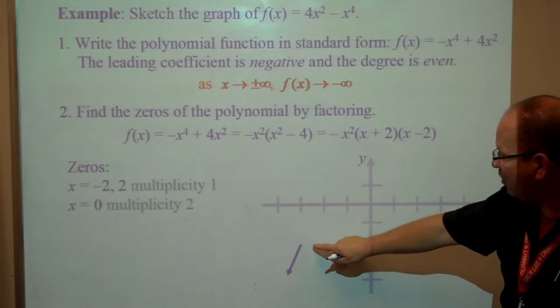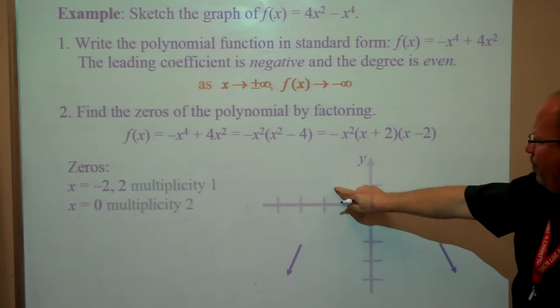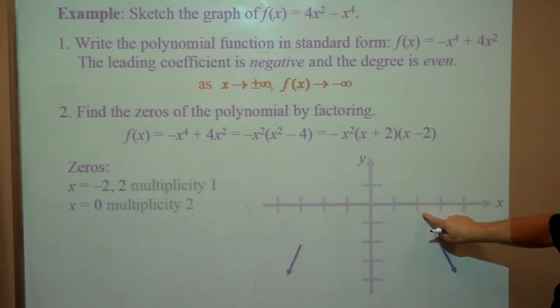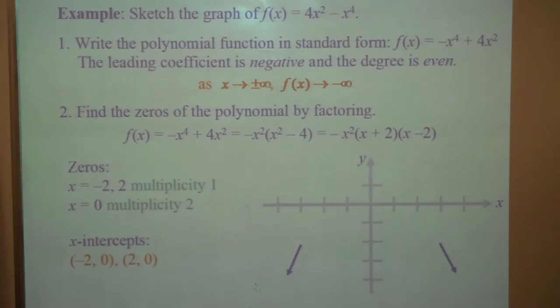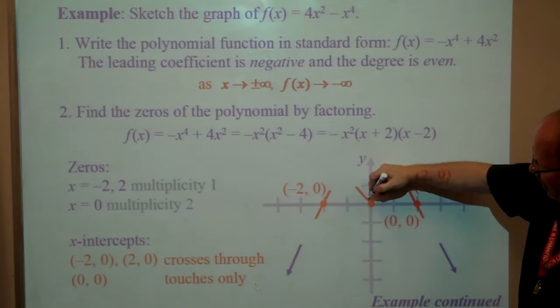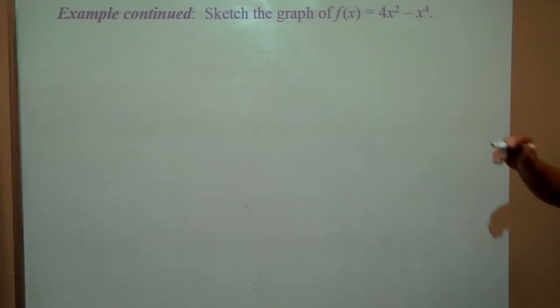At 0, the graph is going to touch there. So we're going to see it come up here, cross, come down, touch, go back up, go down, and cross. Watch. X-intercepts, crosses through, 0, touches only. We can just sketch these little features of our graph, and now we just connect it all with a smooth curve.